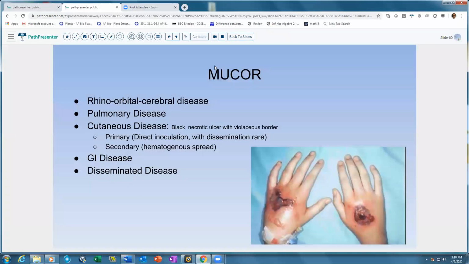So I think that was the last case. Mucor, in cutaneous disease, usually presents with a black necrotic ulcer with violaceous border, but it can also present with pulmonary disease, GI disease, or disseminated disease.